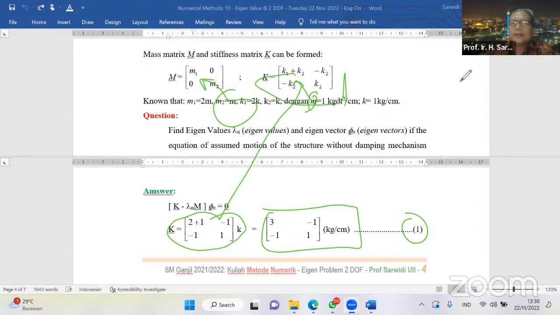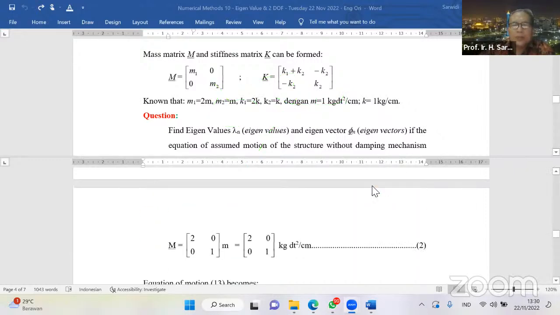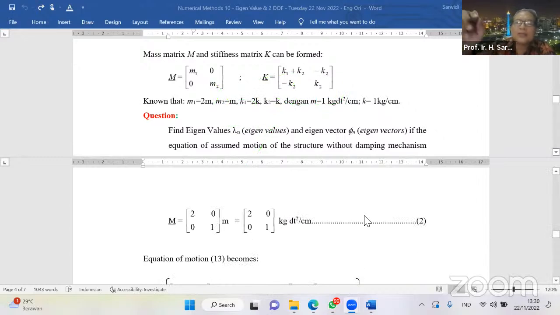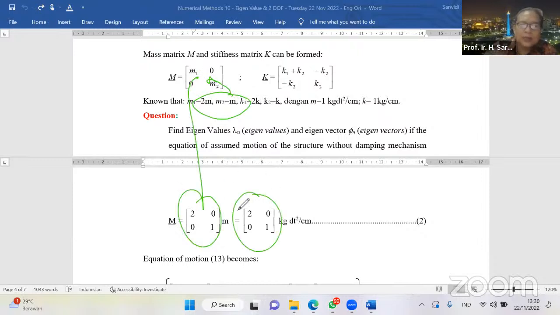Next, for the mass, put the mass equation here, put this value, and then you will get this one, the mass here.